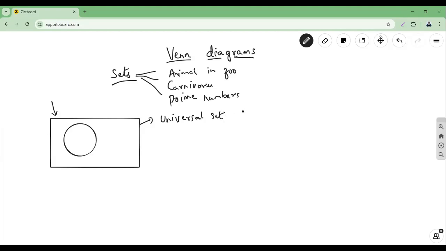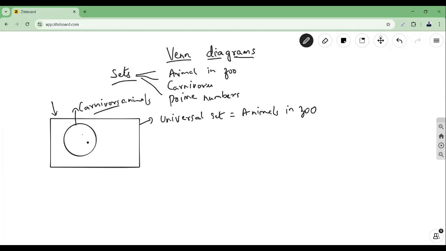Let's say the rectangle represents animals, and this particular circle represents carnivorous animals. From this figure, we understand that within animals there are some animals which are carnivorous, and there are other animals which are not carnivorous. So let's say this rectangle talks about animals in a zoo, and the circle talks about carnivorous animals.